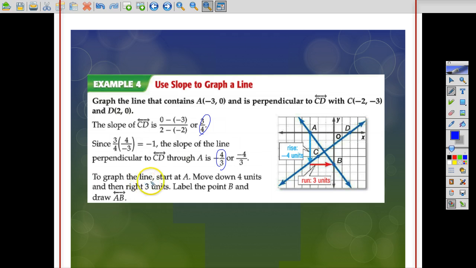Okay? To graph the line, start at A. There's a point A. And you're going to move 4 down and then right 3 units. And there's your point B. And then you draw a line. So what happened here was, we found the slope of CD. And then we found the slope that would be perpendicular to it. And we found another point. From that point, we went 4 down and then right 3. Found the other point, and we graphed it.